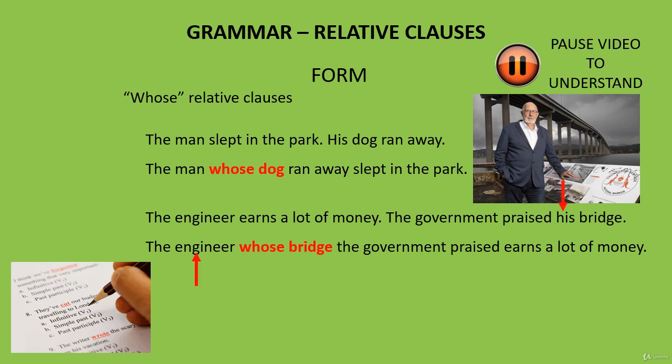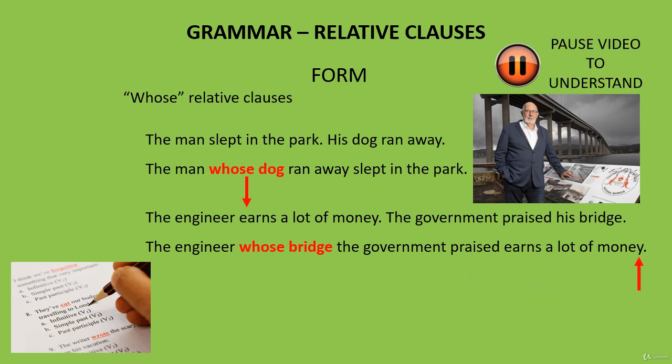So we begin the engineer. Well, which one? In the second sentence, his refers to the engineer, so we need to change his to whose. We write bridge by the side of it. Then we write the words from the second sentence that we didn't use, and we write them in the same order from the beginning to the end. The government praised. Then we finish the rest of the first sentence, and the words that we didn't use are earns a lot of money.